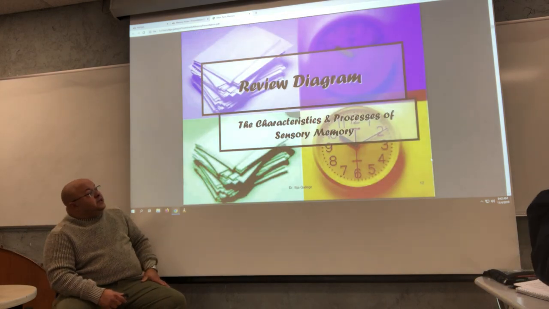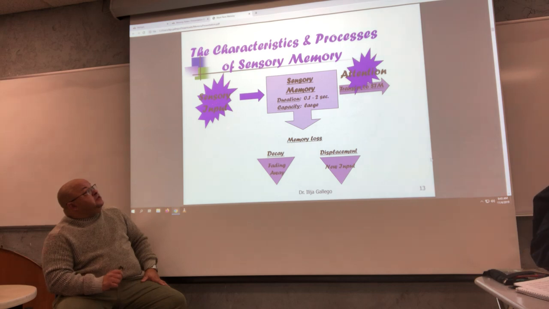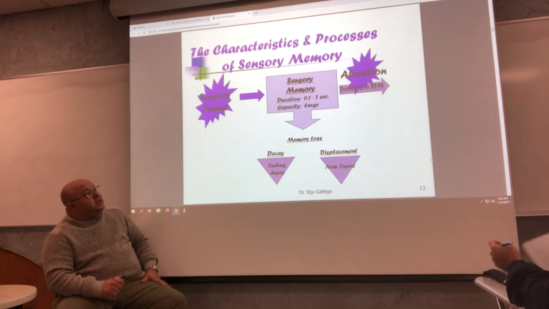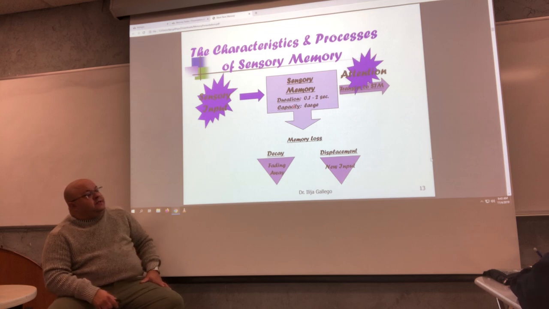All right, so here's a review diagram of sensory memory. All sensory input goes into sensory memory, where it lasts anywhere from a tenth of a second to 2 seconds, and its capacity or detail is large. If it gets your attention, it automatically goes to short term. Otherwise, it's lost through fading away after this duration, which is decay, or new information comes in and takes its place, which is displacement.